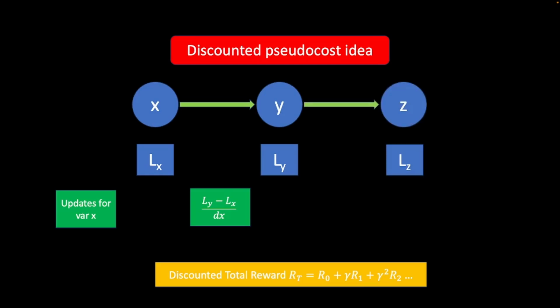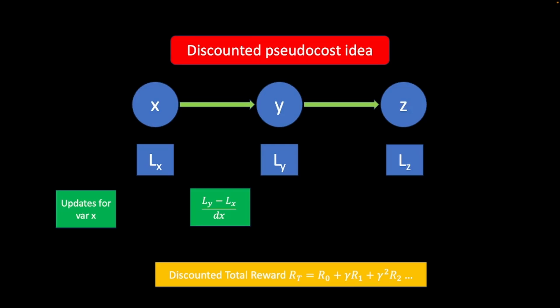So at this point in time, whatever variable we branched on at node Y, we'll update that variable's pseudocost, but we don't give any credit to the variable that we branched on at node X. That's the problem, and that's what I want to fix with the discounted pseudocost idea. My idea is that whatever improvement we got from Y to Z, part of the credit should also be given to the variable that we branched on at node X, because otherwise we would not have been at state Y.